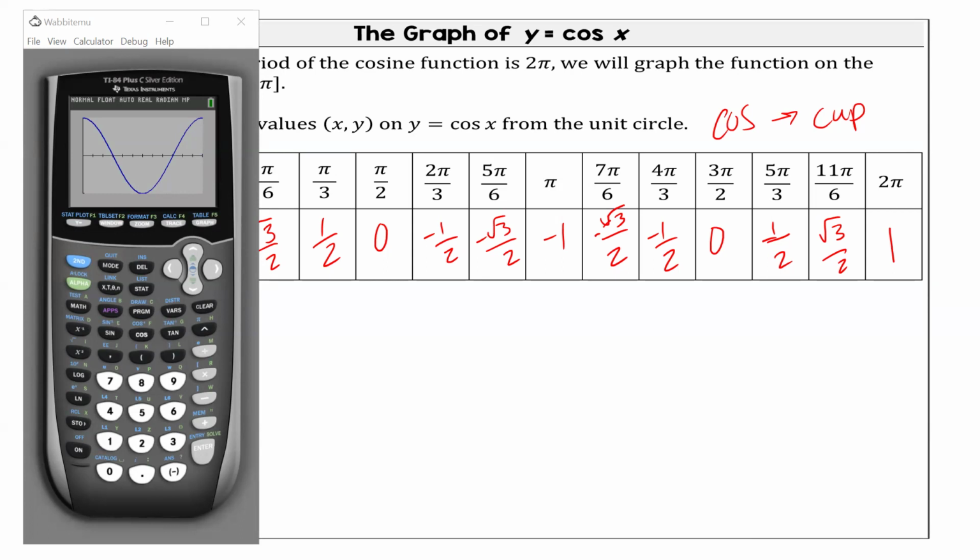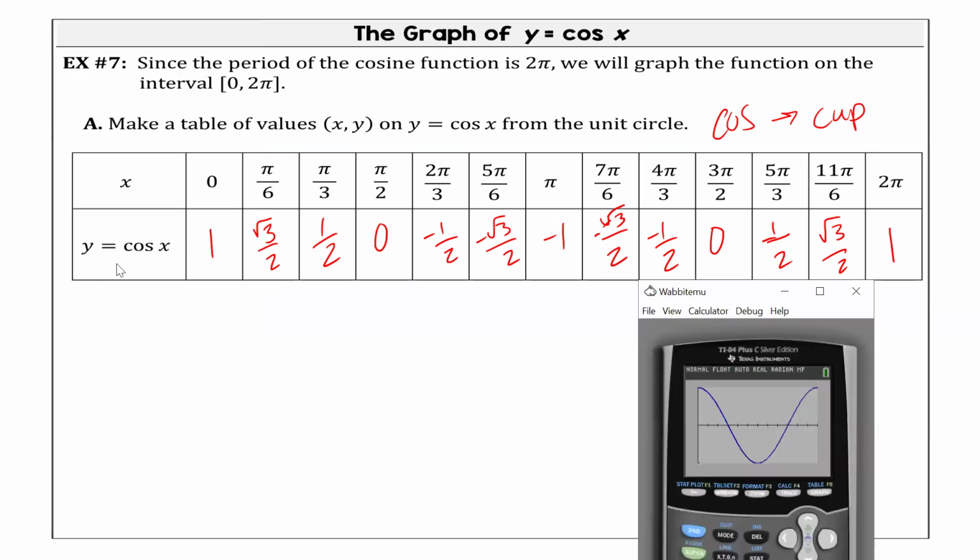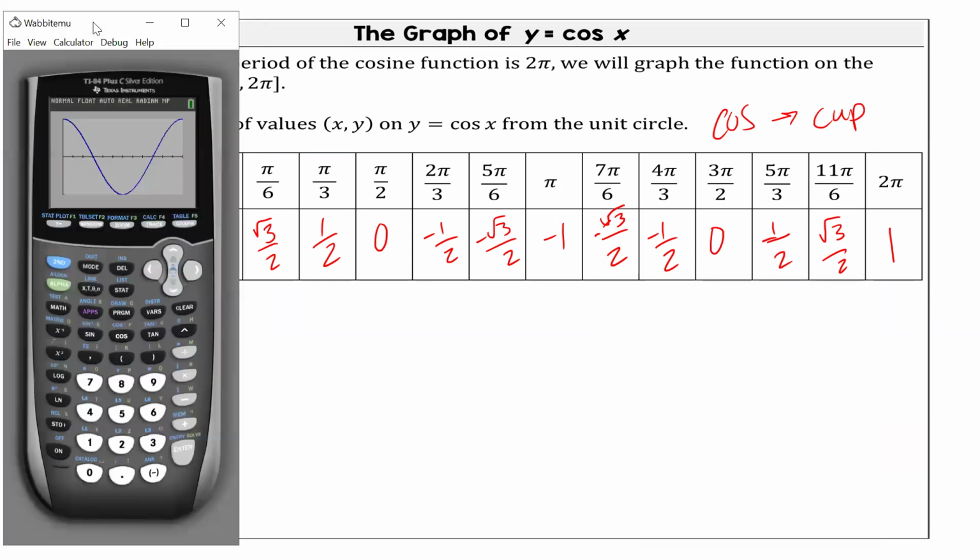We found our y's. Yeah, our y's are equal to cosine x, which on our table are the x on our unit circle, the x coordinates. Oh, you're testing me? Okay, cool. It looks like a cup. All right, so sine is our snake and cosine is our cup. Do you see it? All right, now we're gonna describe its attributes.